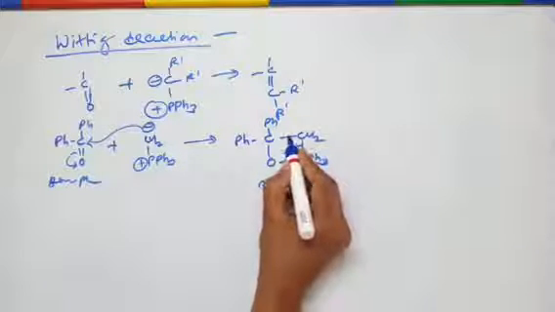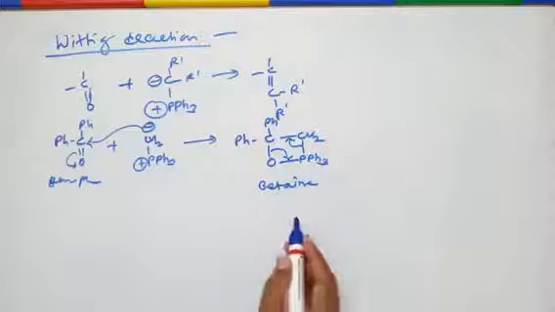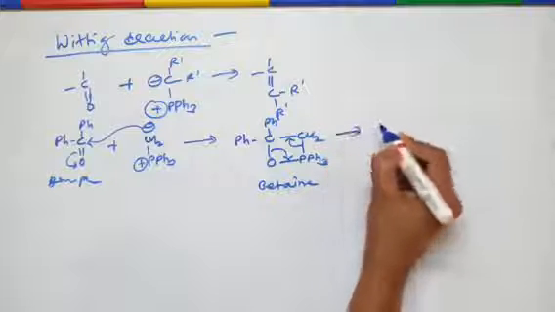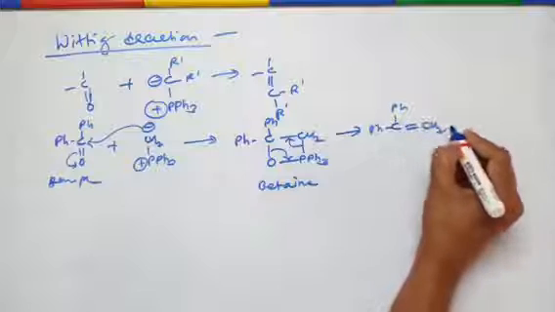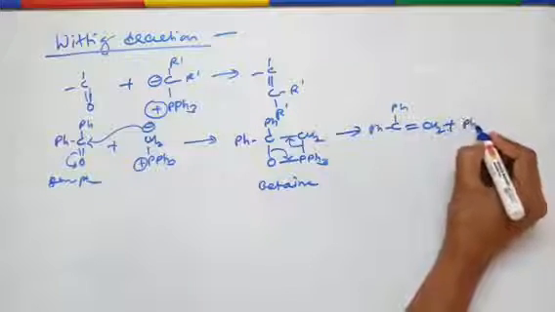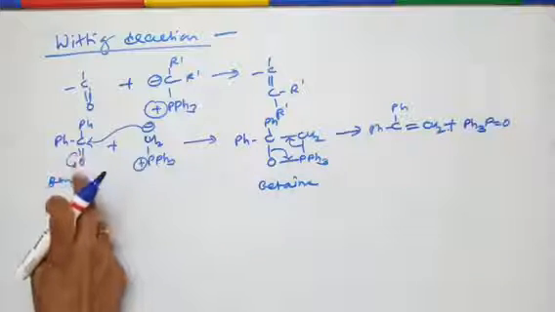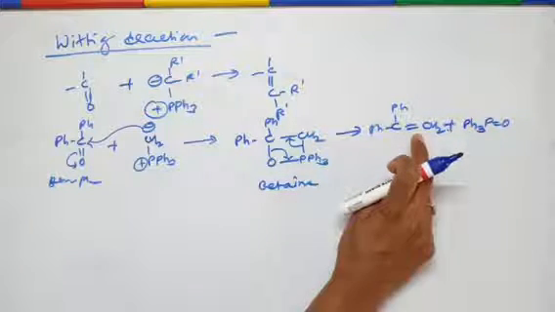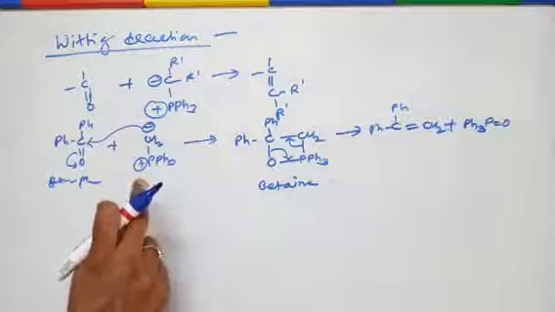Then it undergoes the breaking of bonds and we get the product Ph2C double bond CH2, plus PPh3 double bond O, the phosphorus oxide, is generated again. So this is the overall reaction. The carbonyl compound gets converted into the alkene by treating it with the ylide, that is called a phosphorus ylide. Now how these ylides are prepared, that we are going to see.